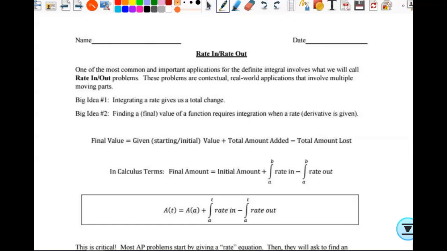Okay, so we talked yesterday about the application of the fundamental theorem of calculus, where we're looking for the final value, that's the initial plus the change, right? So this rate in, rate out stuff is a very, very common way to use all of this put together. Okay, so instead of water just leaking out of something or just pouring into something, both things are going to be happening.